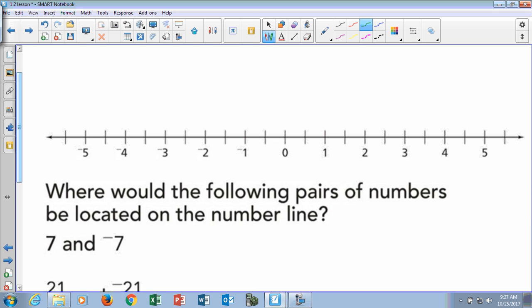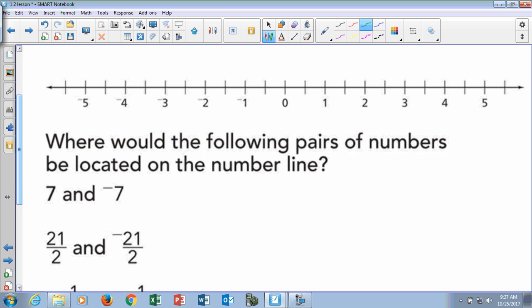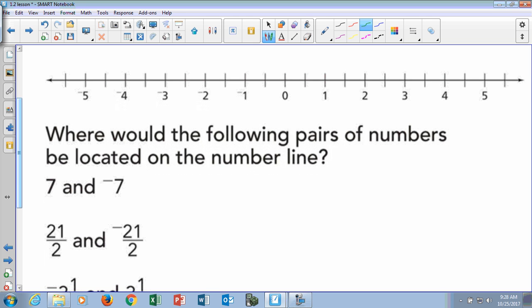All right, so we did 7 and -7 already, right? That's kind of past number. Where would 21 over 2 and -21 over 2 go? First of all, what's the value of those numbers? Yeah, this is 10.5. So that's going to be somewhere way out here. And this is -10.5. So that's going to be way left, right? And remember, the positive number is always the bigger of the two, right? A negative number is never bigger than a positive number. Never, ever, ever, ever, ever.